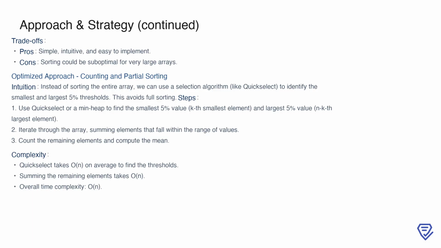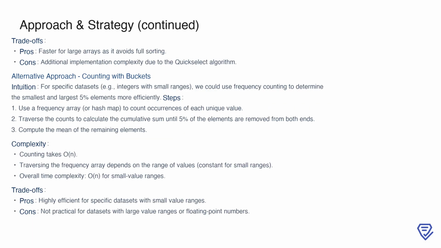select algorithm. For datasets with specific characteristics, such as integers with a small range of values, we can explore an alternative approach based on frequency counting. This method involves using a frequency array or hash map to count occurrences of each unique value in the dataset. By traversing the frequency array, we can determine the cumulative counts and identify the smallest and largest 5% of elements without explicitly sorting. Once these elements are excluded, the mean of the remaining values can be calculated.